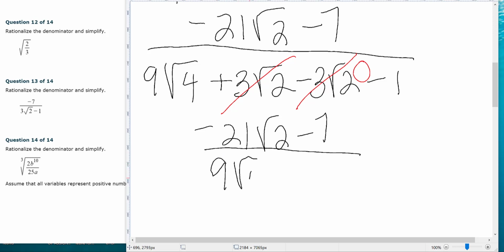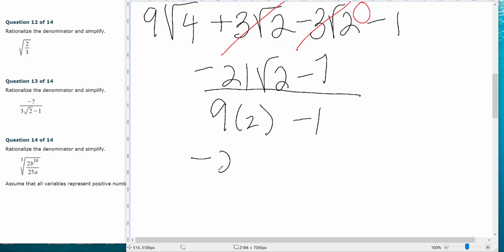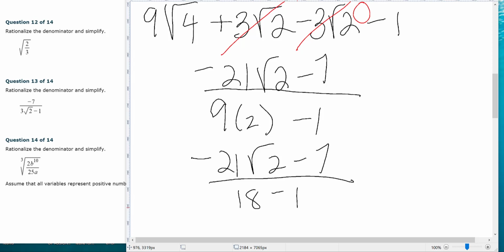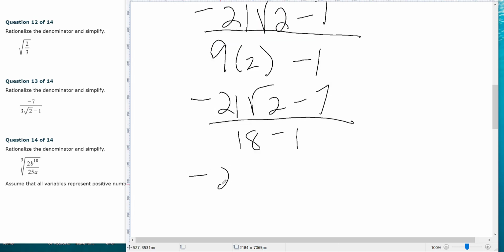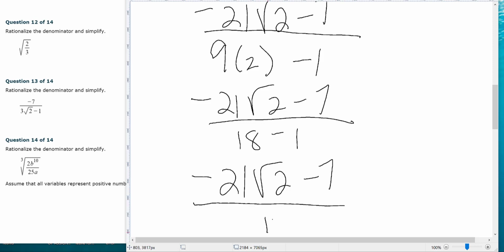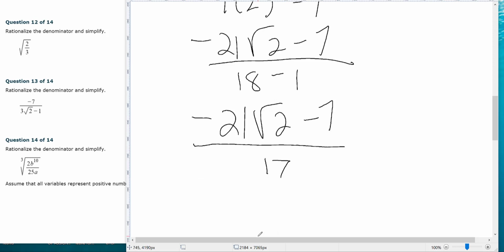And what can I do to that square root of 4? Well, I can reduce that. That's 9 times 2 minus 1. So it ends up being -21 square root of 2 minus 7 over 18 minus 1. And the last step is -21 square root of 2 minus 7. All of this is over 17. So that's the final answer for number 13.